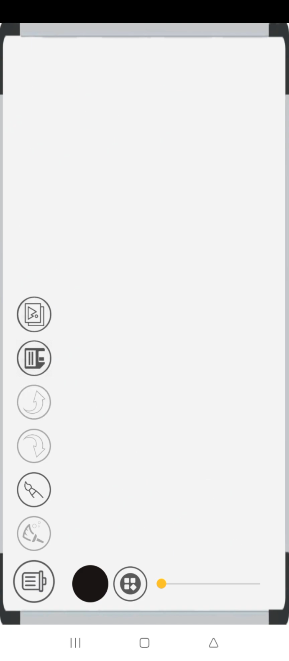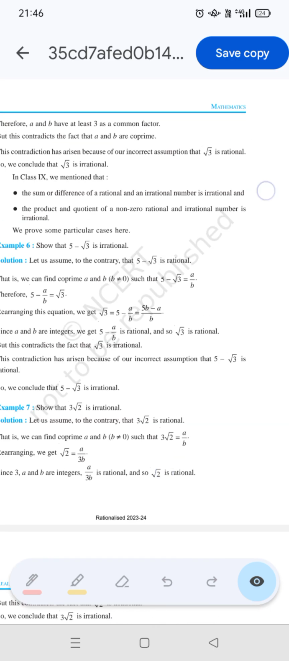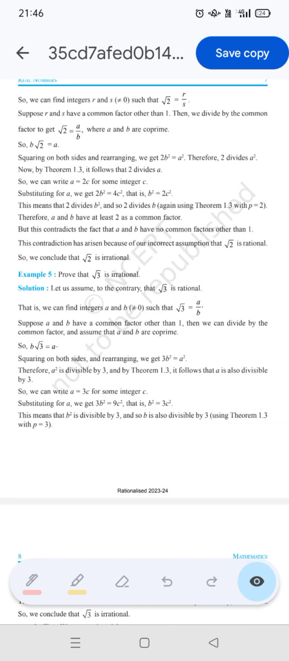Moving on. So that was the exercise 1.1 answers. So next exercise is exercise 1.2. It is given here. The first question is prove that root 5 is irrational. I am just going to explain how to prove that root 5 is irrational with the example of example 5. Here we have to just exchange the numbers, that's it.